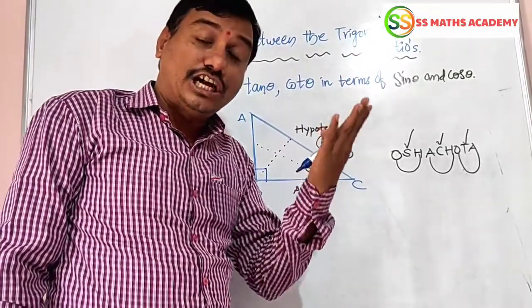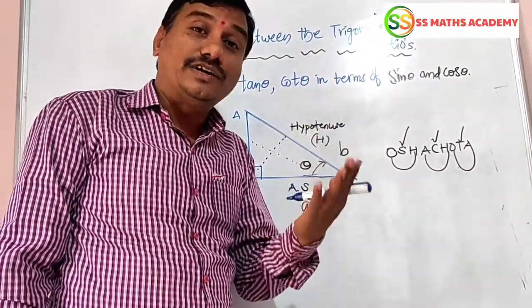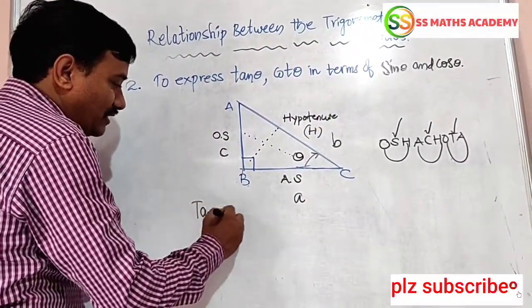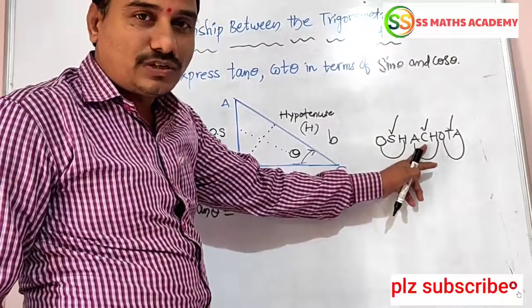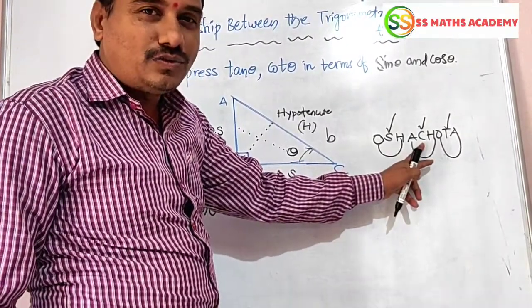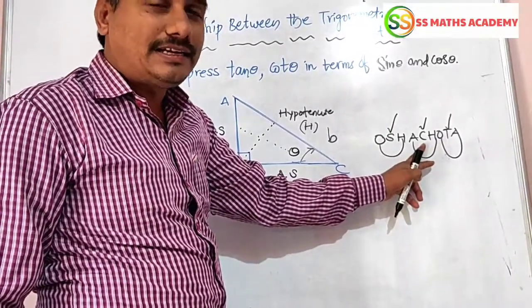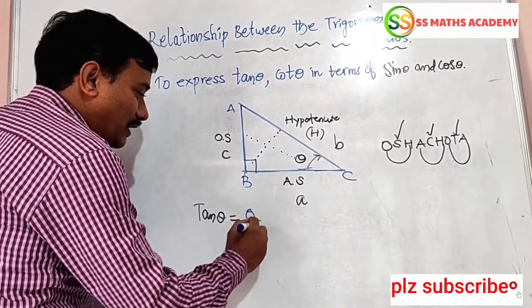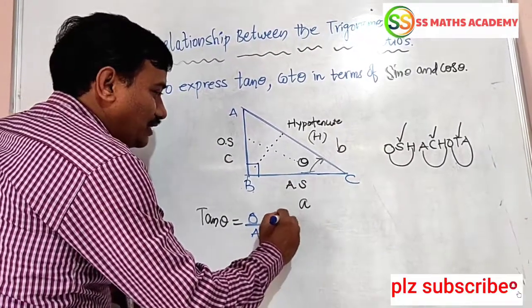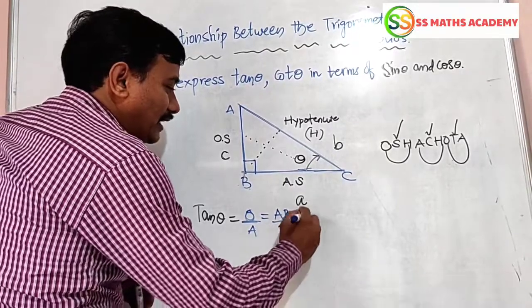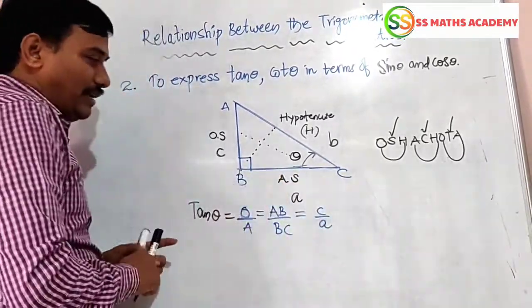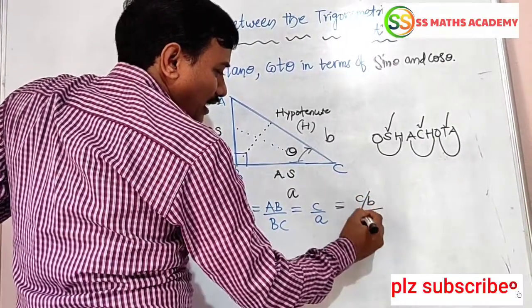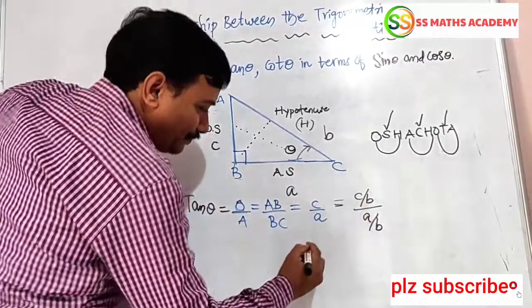In previous classes, in childhood age, we did it. Now, express tan theta. As you know, dear viewers, tan theta is nothing but O by A, opposite side by adjacent side. With respect to this diagram, it is AB by BC, which is nothing but c by a.